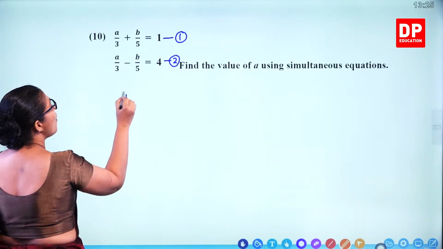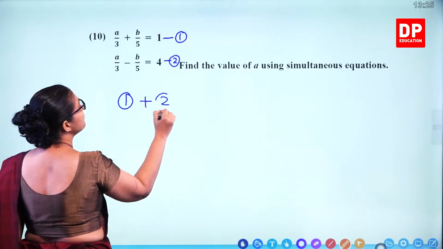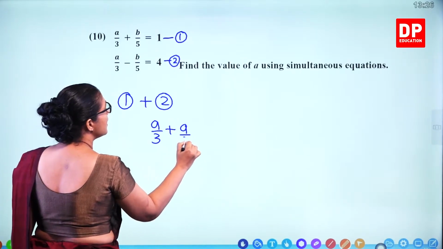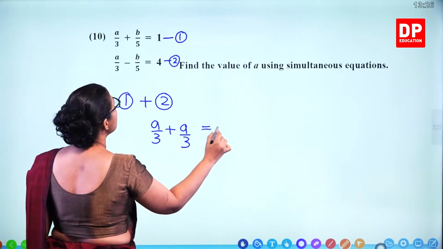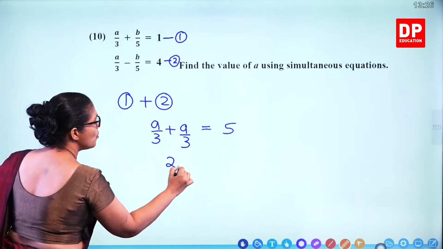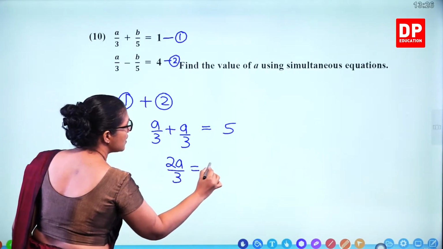So we'll do that. 1 plus 2, A over 3 plus A over 3. B term gets cancelled out. 4 plus 1 becomes 5. A and A becomes 2A over 3 equals 5.